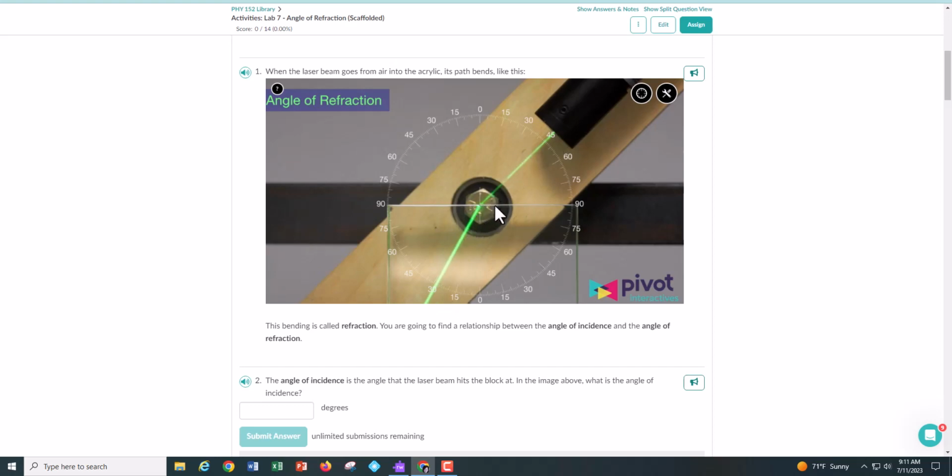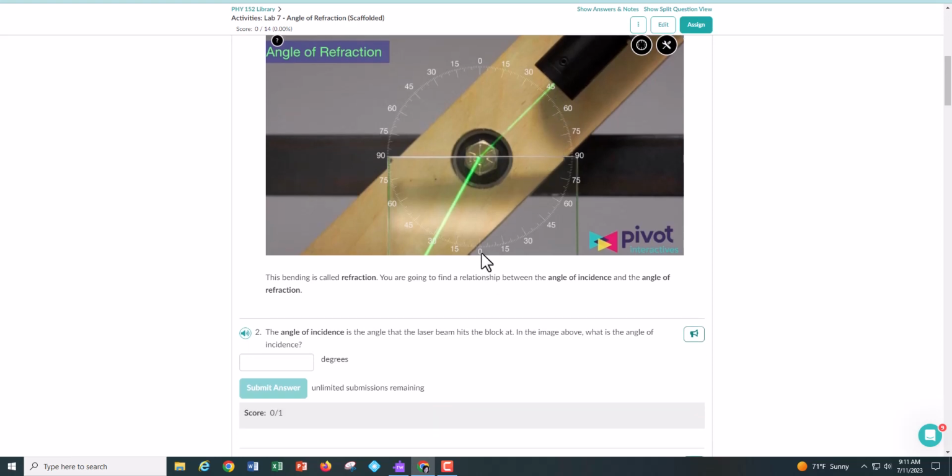So you're going to position the protractor just like it is in this image. The angle of incidence is always measured with a normal line. The normal line is an imaginary line that's perpendicular to the surface that it's entering. So I'm basically going to start from the zero point here, and measure to the incident ray. It looks like the angle of incidence is 45 degrees.